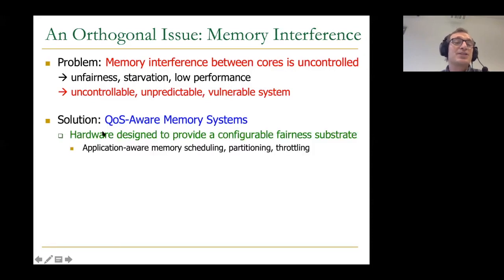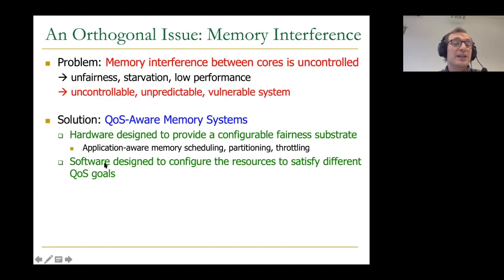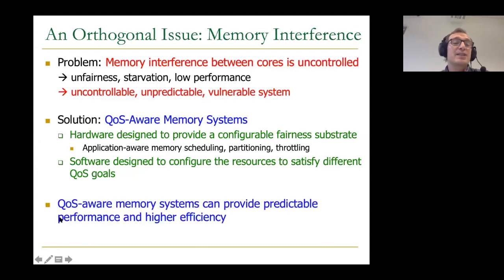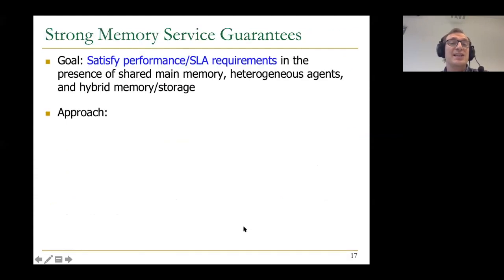In this case, we want to design the hardware to provide some configurable fairness substrates with different kinds of techniques: scheduling, partitioning, throttling. We're going to see all of them. And the software needs to be designed to configure this configurable hardware substrate through a good interface, hopefully, to satisfy different quality of service goals. That's the idea here. It's very hardware-software cooperative again. And I believe this sort of memory system can provide predictable performance and higher efficiency. We're going to see examples of this.